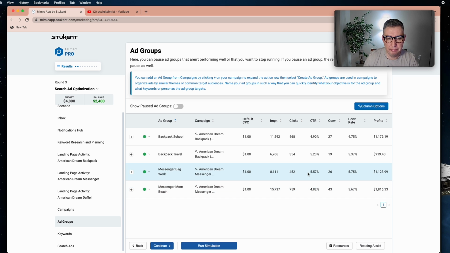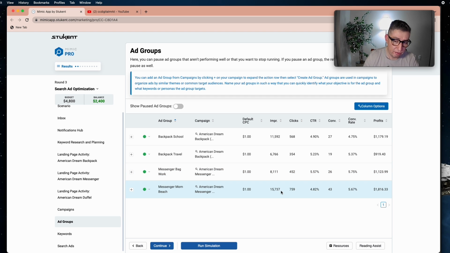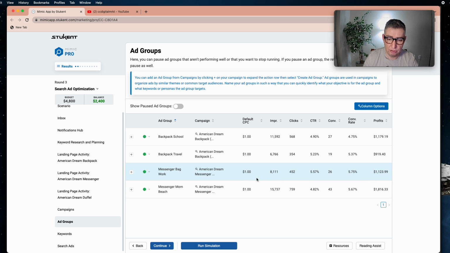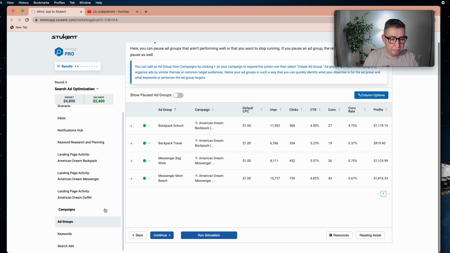Messenger bag was, I would say, quite good. The click-through rate was pretty good. I need more keywords for this one because this one got 15,700 impressions, almost 760 clicks, and the conversion rate was pretty similar. So I would say if I want to increase my numbers on this one, I need more keywords, because the conversion rate is pretty good. So yeah, that is something that I would do.